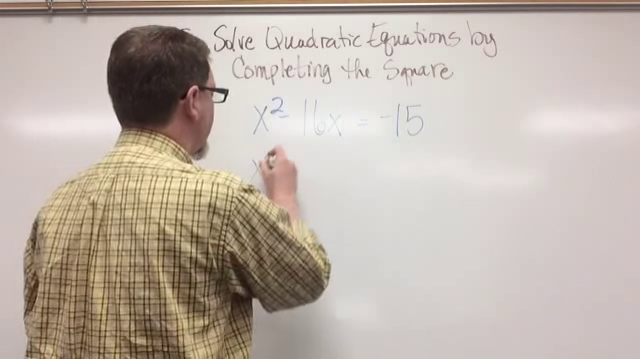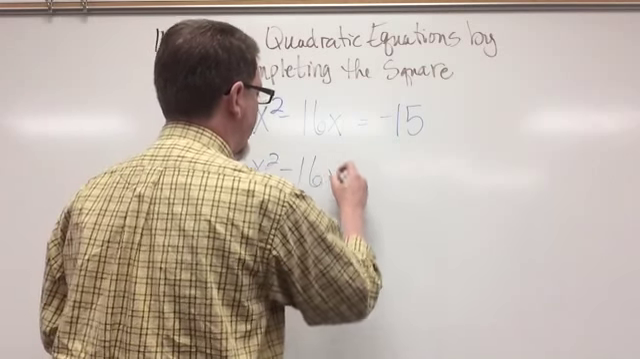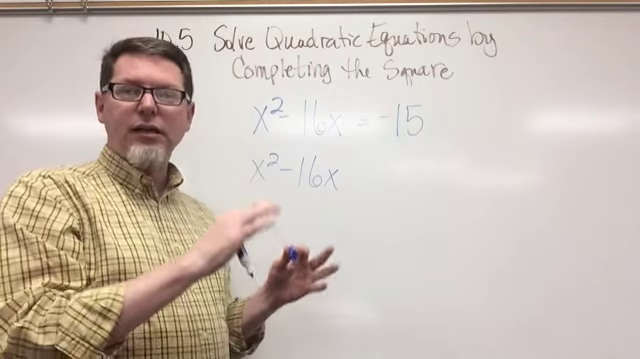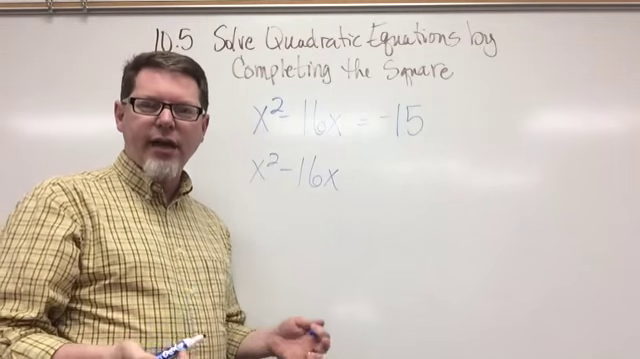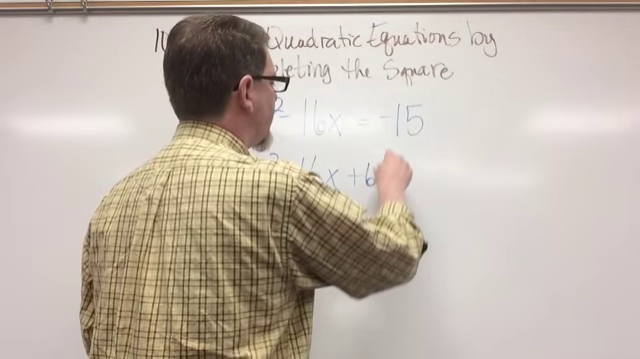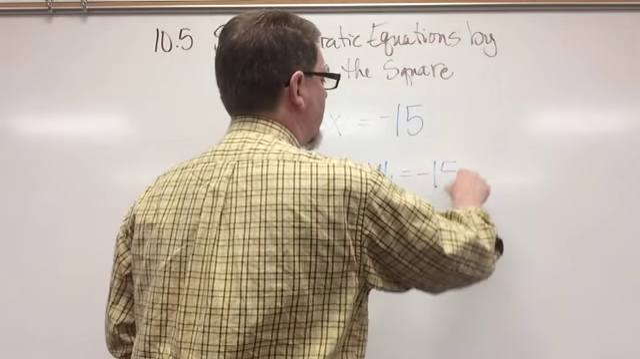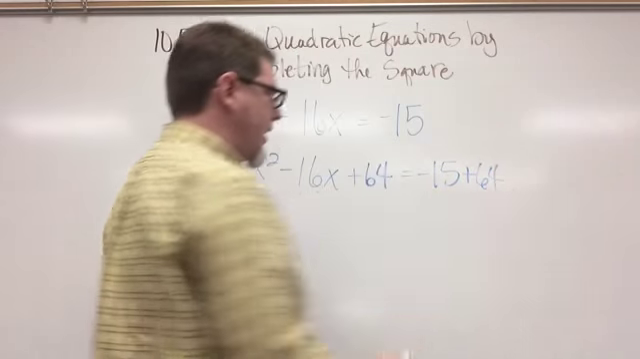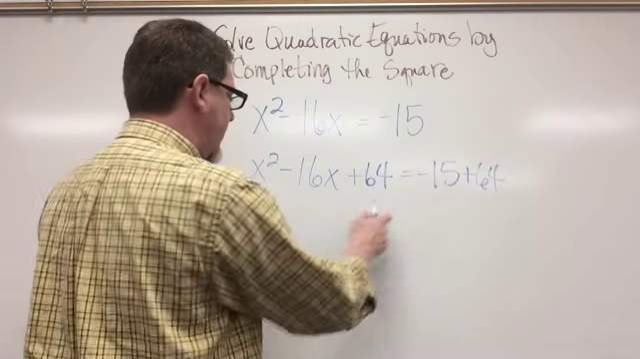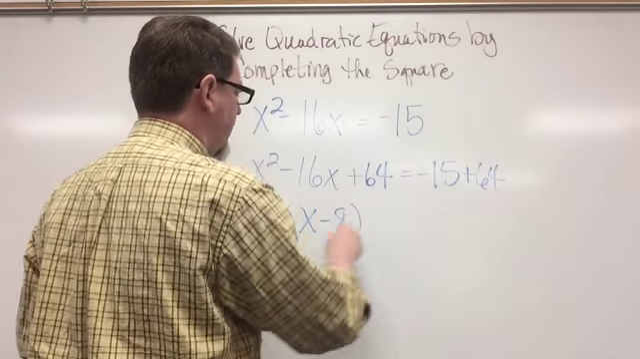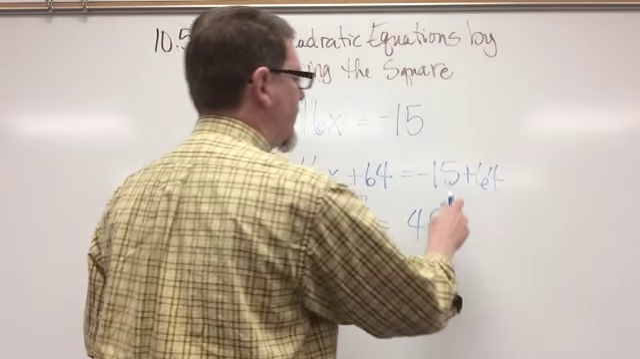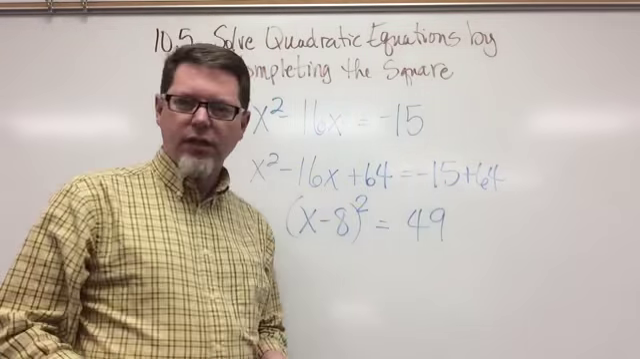So x squared minus 16x. Now I've got to take half of negative 16, which is negative 8, and then square that, and negative 8 squared is positive 64. So I'm going to add 64 to both sides, negative 15 plus 64, and in adding 64 to both sides, now I can factor this side, and that's going to be x minus 8 squared equals 49, because negative 15 plus 64 is 49.